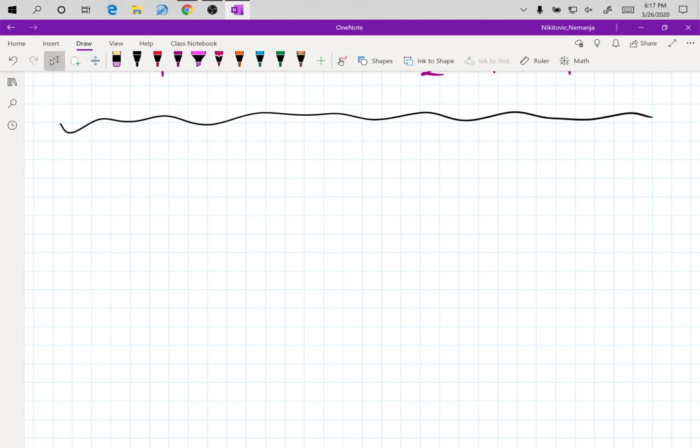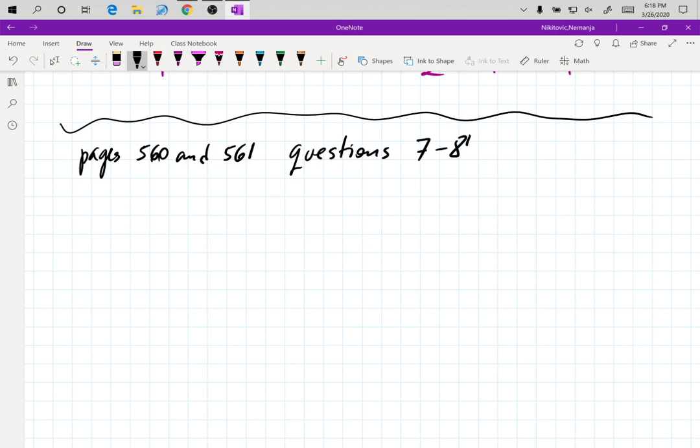So now we have questions in the book on pages 560 and 561, questions 7 through 84. They're just integrals.